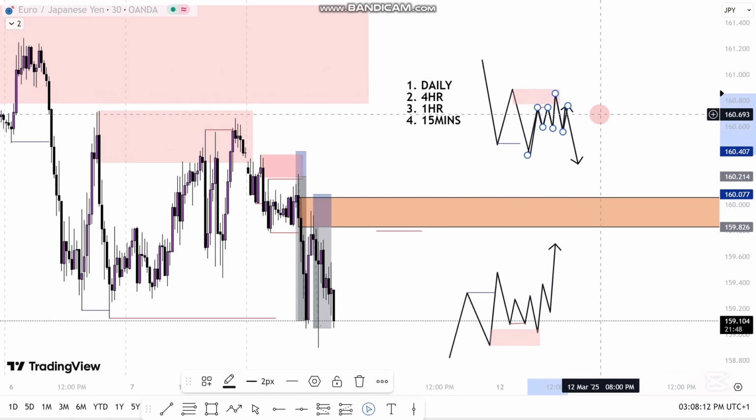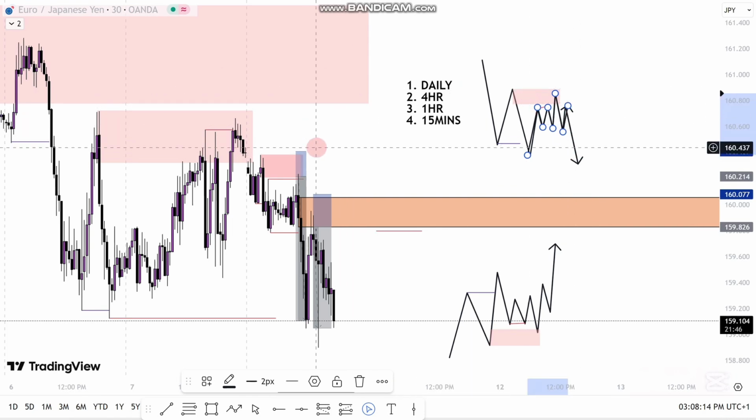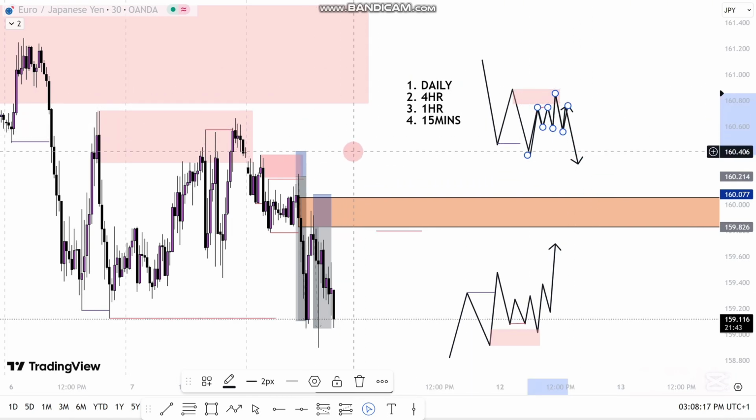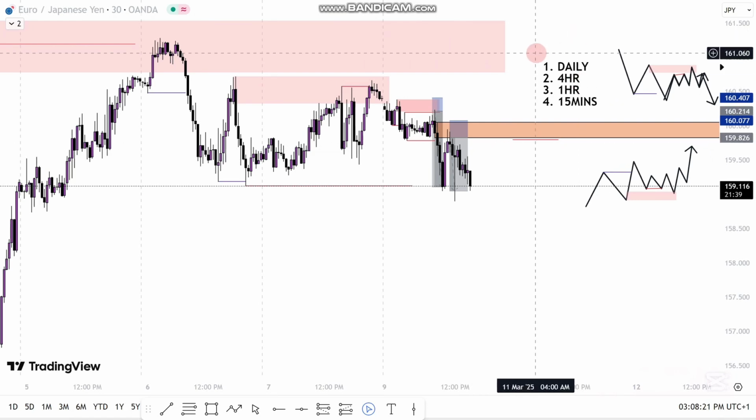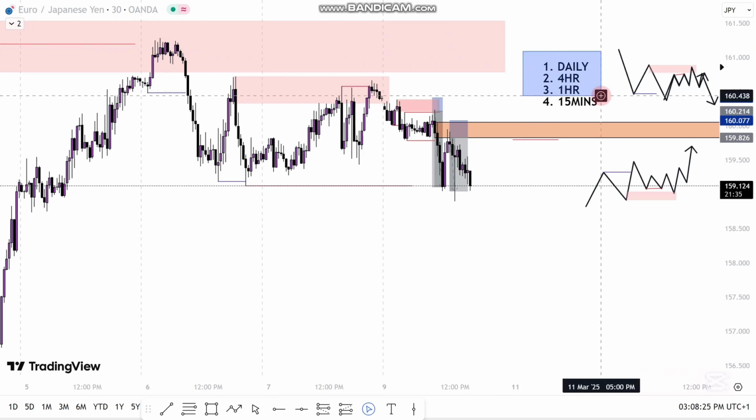So we're going to be using these first concepts here now on this trade that I took on the Euro JPY. So let's go to the daily time frame. Let me quickly delete all of this.